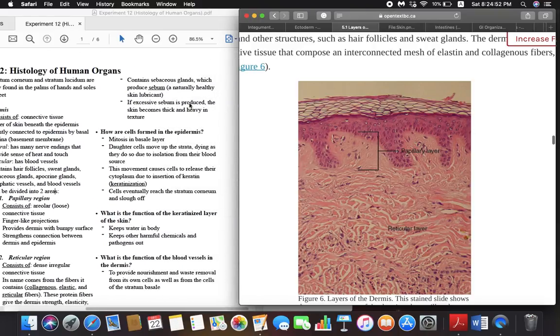The dermis, or the reticular layer, contains sebaceous glands which produce sebum, which is a naturally healthy skin lubricant. We need to know also that if excessive sebum is produced, or there is an overproduction of sebum, the skin becomes thick and heavy in texture.